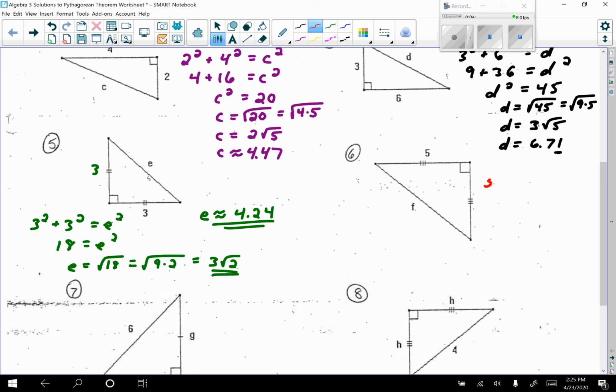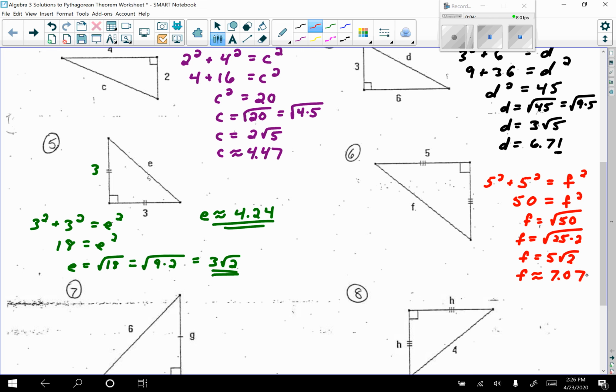Similarly, in number 6, again, these markings here mean the two legs are congruent. So we're going to say 5 squared plus 5 squared equals f squared. So we're going to get 25 plus 25, so we get 50 equals f squared. So f is equal to the square root of 50, which is 25 times 2. So the exact simplified form is going to be 5 radical 2. And the approximate radical 50 turns out to be 7.07.